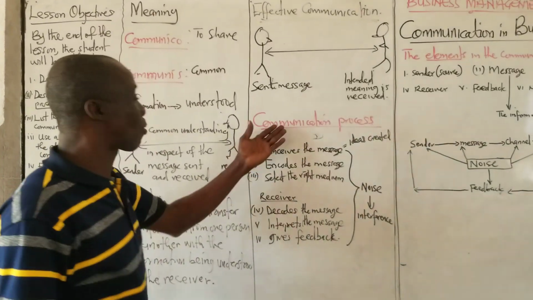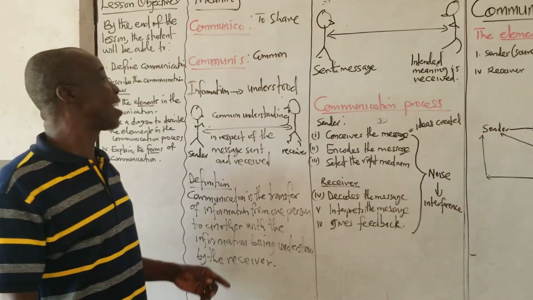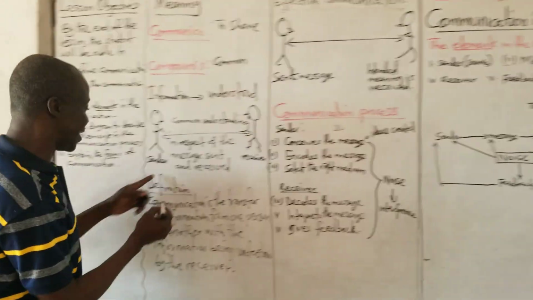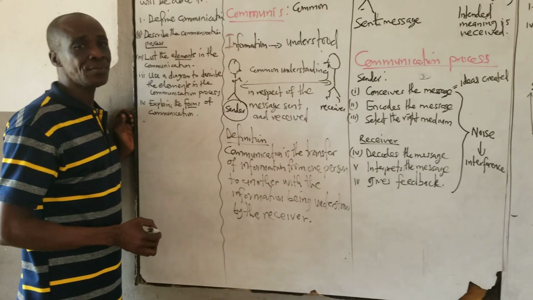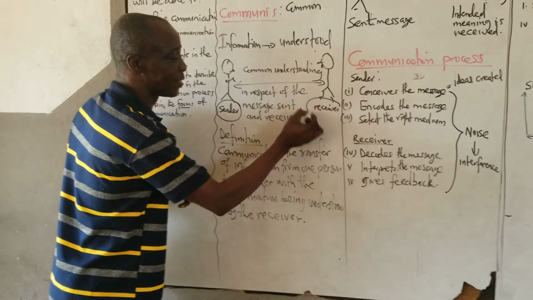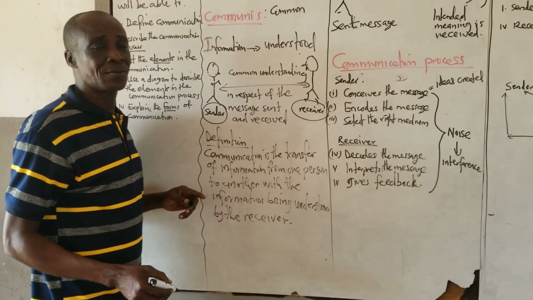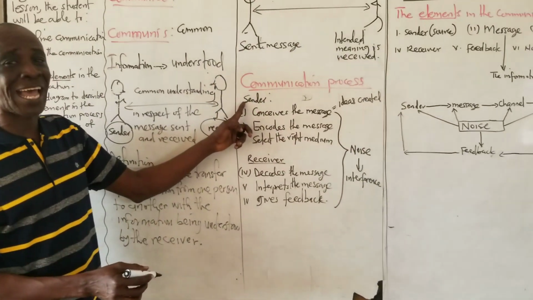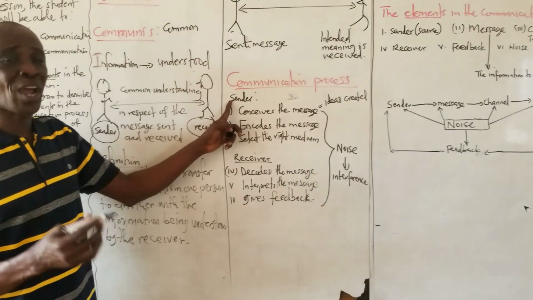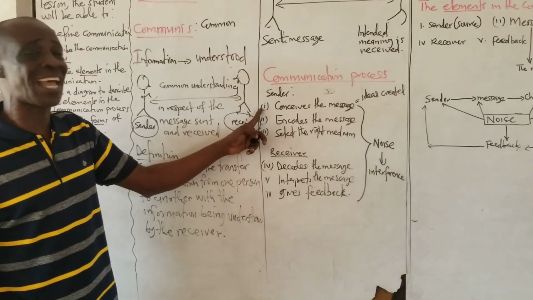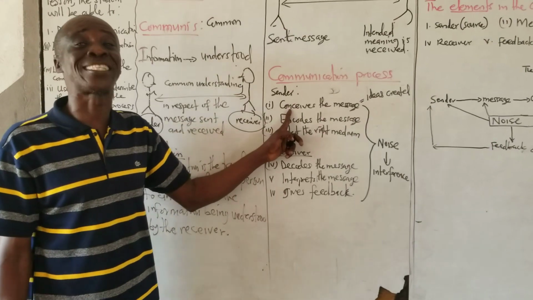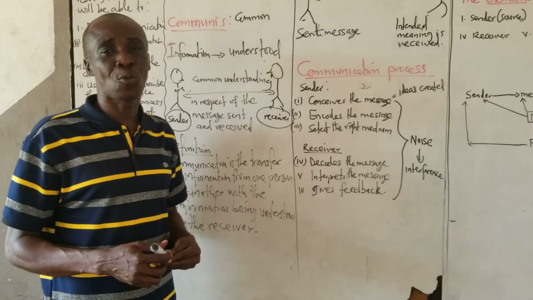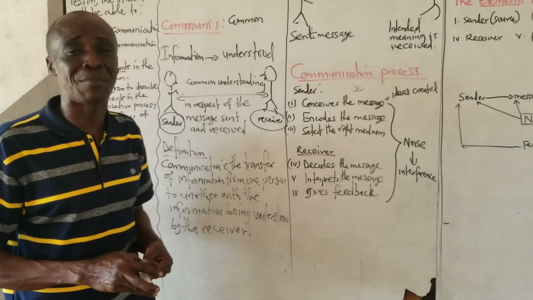So the communication process, remember in communication, 2 parties are involved. We have the sender. Then you have the receiver. Now, the process has the sender. What does the sender do? The first thing the sender does is that the sender conceives the message. That's the first thing. Well, what does it mean when you say the sender conceives the message?